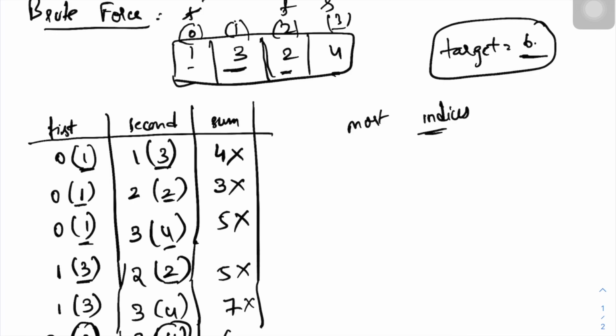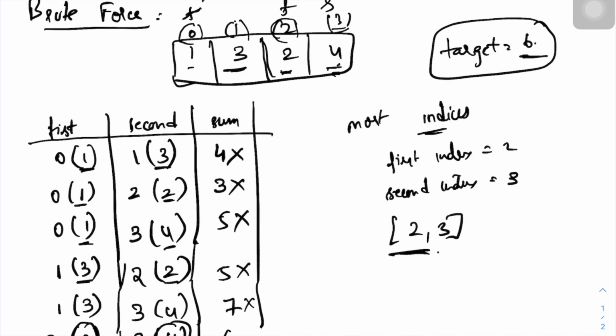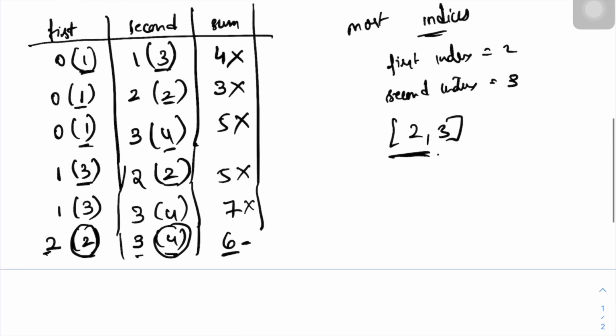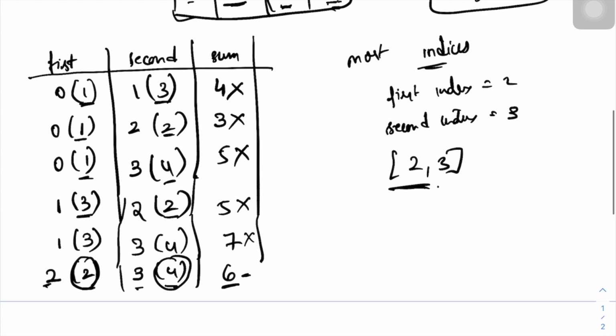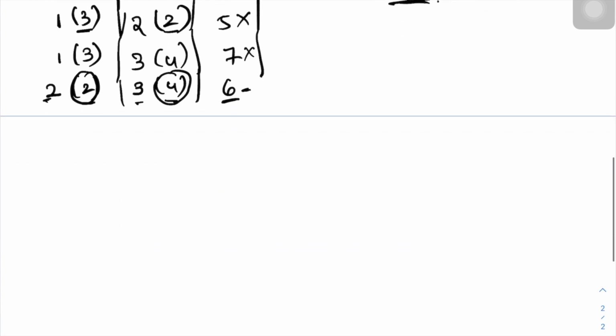So here, although 2 plus 4 is making up to the target 6, we are not interested in 2 and 4. Rather, we are interested in their indexes, which are 2 and 3. So our first index is 2 and our second index is 3. Our solution set is 2, 3. Hope you understand the solution. Now let's come up with a framework for writing code.